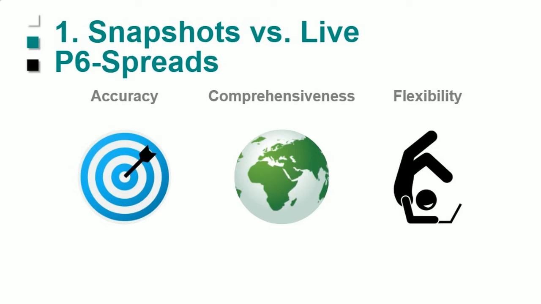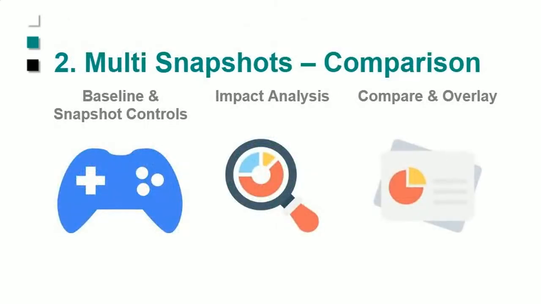And it allows us to snapshot not only the project itself, but baselines. So you can do impact analysis, you can do comparisons and overlays, and you're going to get accurate data with proper spreads. Okay, so this is a key thing. We've got the spreads coming out exactly the way that a user sees them in P6.